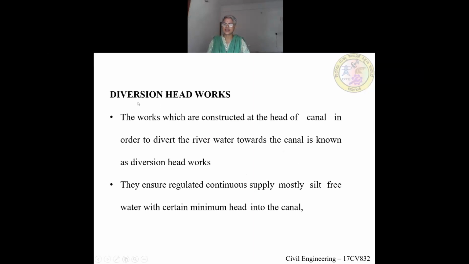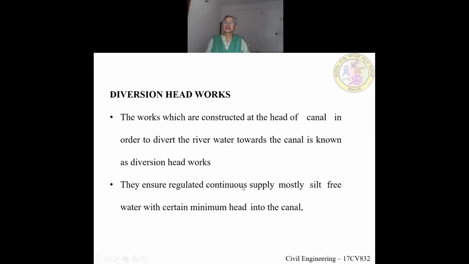We'll revise once again. So what is a diversion headwork? It is the work which is constructed at the head of a canal in order to divert the river water towards the canal. It is a structure which is constructed across a river near the head of a canal, where the canal starts. They ensure a regulated, continuous supply of mostly silt-free water with a certain minimum head in the canal.